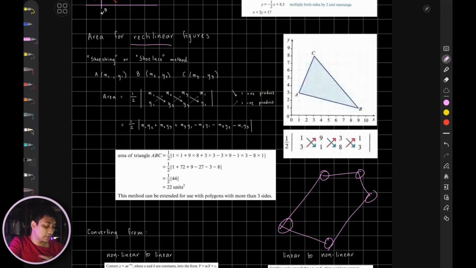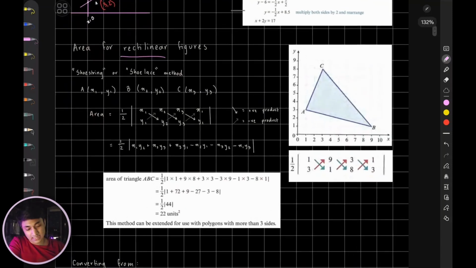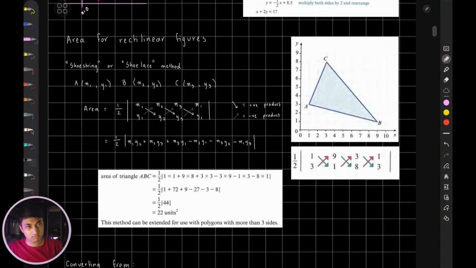To find what? The area of the shape. What is the formula? It's called the shoestring method or the shoelace method. Now, when I read your book, I saw that it's not as relevant to your syllabus anymore. But when we studied, we did have it in our syllabus and we did have questions relating to it. I don't know if you're going to have questions related to this, but I thought why not just include it.